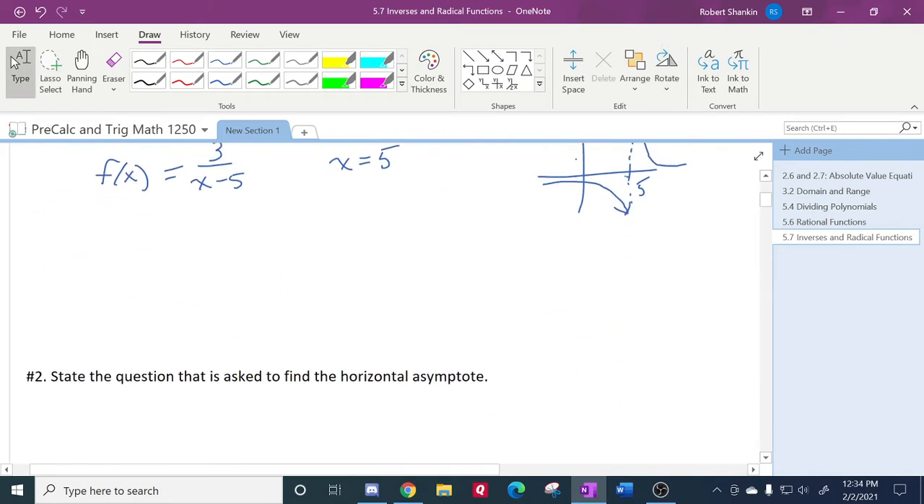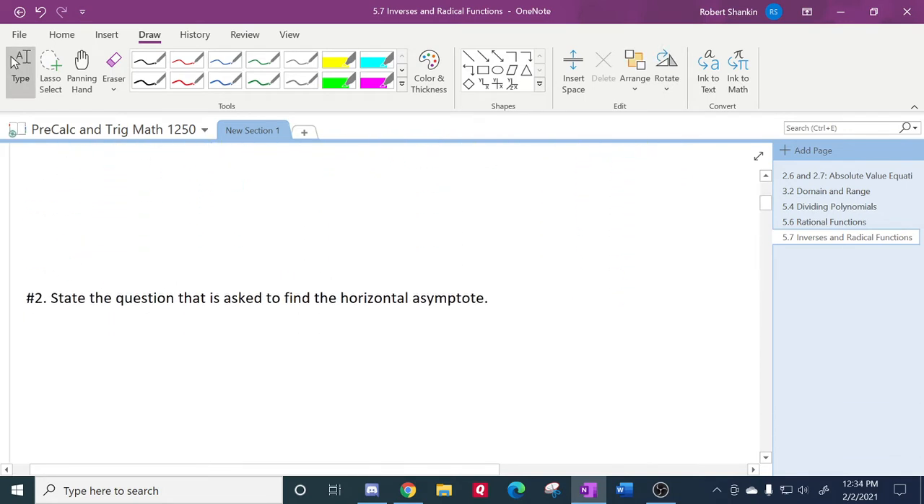Next one, state the question that's asked to find the horizontal asymptote. This one I anticipate will be tougher because you had some homework problems with the vertical but not the horizontal yet. But see what you can dig up. Don't look it up. Dig it up from your memory archives. Take a guess if you can't. Very important to take that guess.